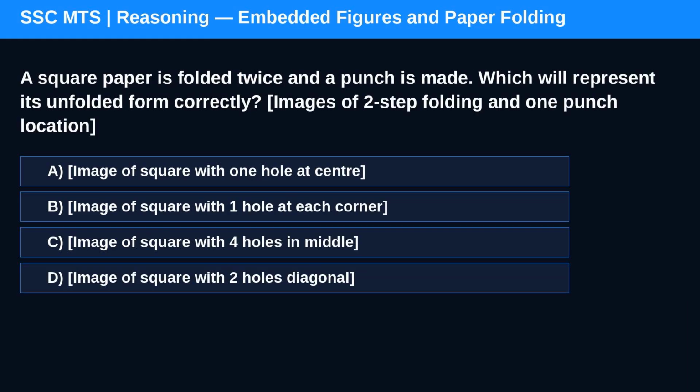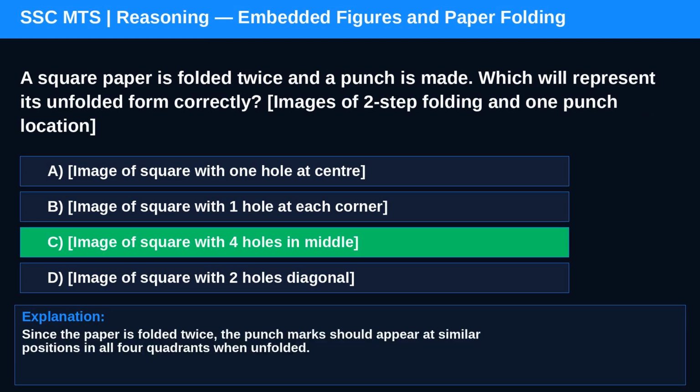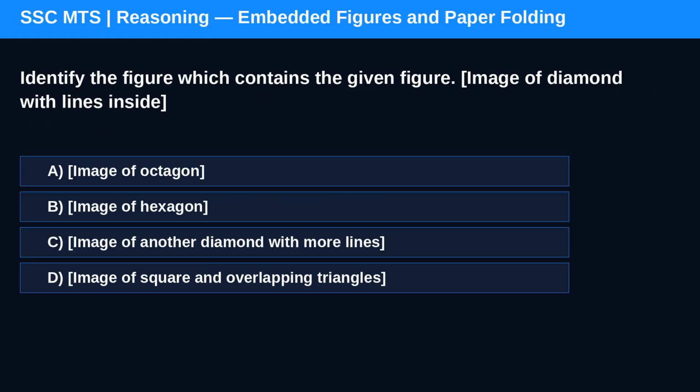Question 8. A square paper is folded twice and a punch is made, which will represent its unfolded form correctly. Images of two-step folding and one punch location. Option A, image of square with one hole at center. Option B, image of square with one hole at each corner. Correct answer is C. Since the paper is folded twice, the punch mark should appear at similar positions in all four quadrants when unfolded.